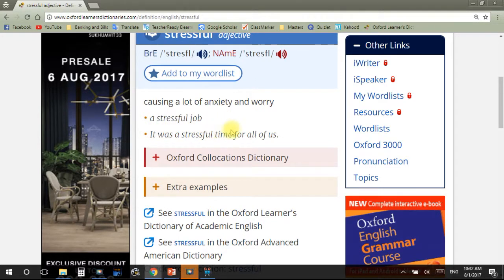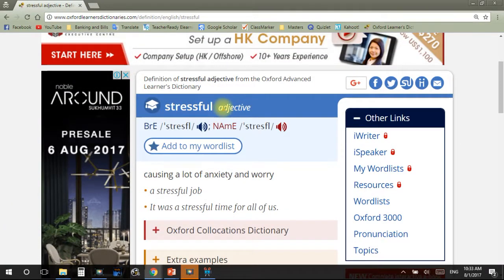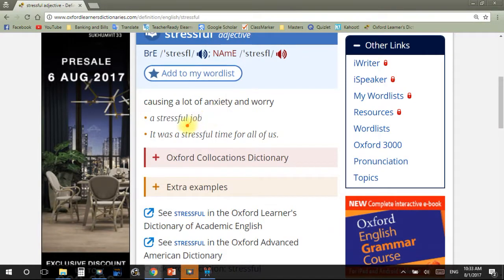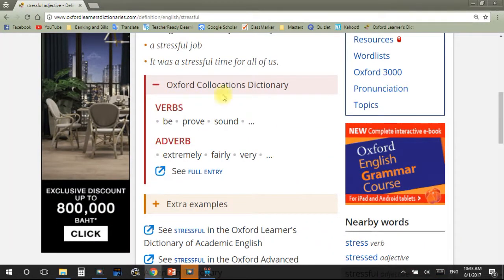Right? Same idea here. It was a stressful time for all of us. Stressful is the adjective that describes time. It's not describing us. Okay, so again, stressful is not a feeling. Stressful describes either a thing or maybe a situation that causes stress. So let's look at some more of these collocations. Again, to be stressful, to prove stressful, to sound stressful, extremely stressful, fairly stressful, very stressful.